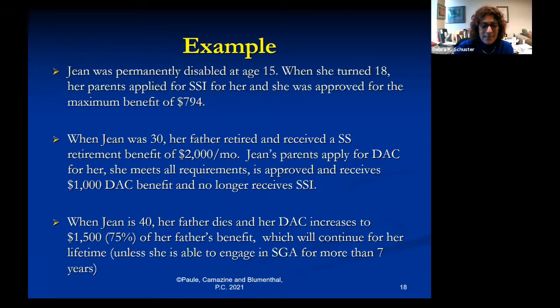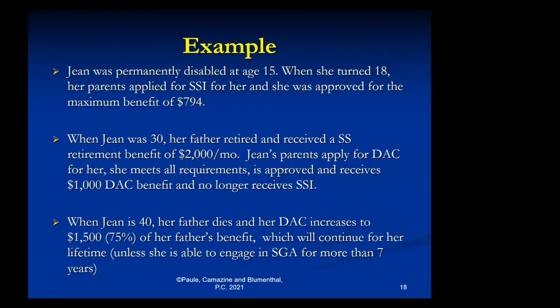and no longer receives SSI. When Jean is 40, her father dies, and her DAC will increase to 75% of her father's benefit, which gives Jean $1,500 a month, which will continue for her lifetime unless she's able to engage in substantial gainful activity for more than 7 years. So this kind of rounds out the whole concept of the disabled adult child benefit based on a parent's retirement and then death, and what that benefit is for the disabled adult child.